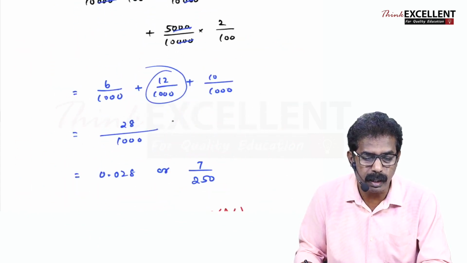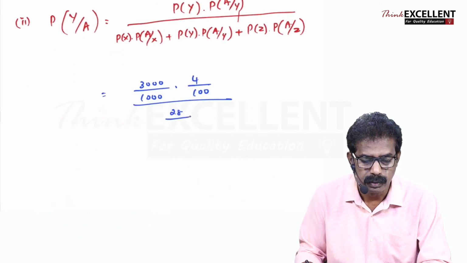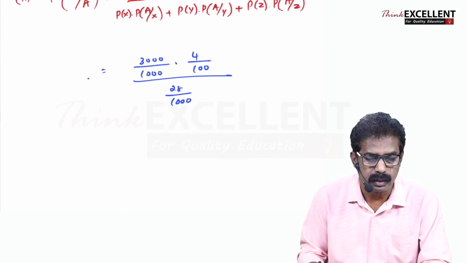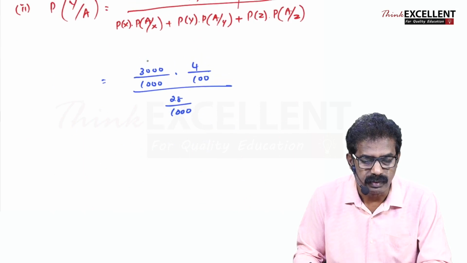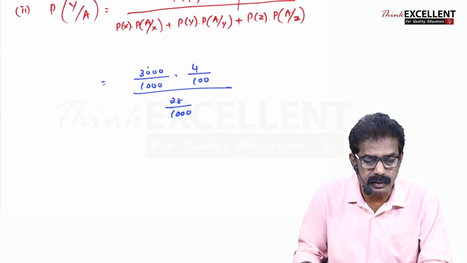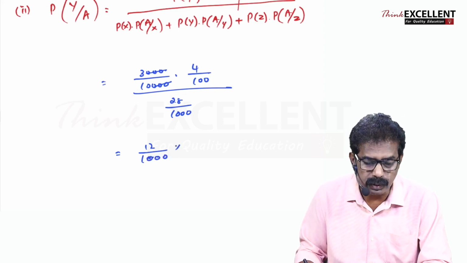Divided by total probability, already got it. I'm going to write this one, 28 by 1000, so that the calculation will be easy. Okay. So what we do here, cancel 3 zeros. So first one is 3000 by 10,000. Cancel 3 zeros. So you are getting 3 4s are 12 by 1000. By 28 by 1000, you write 1000 by 28.